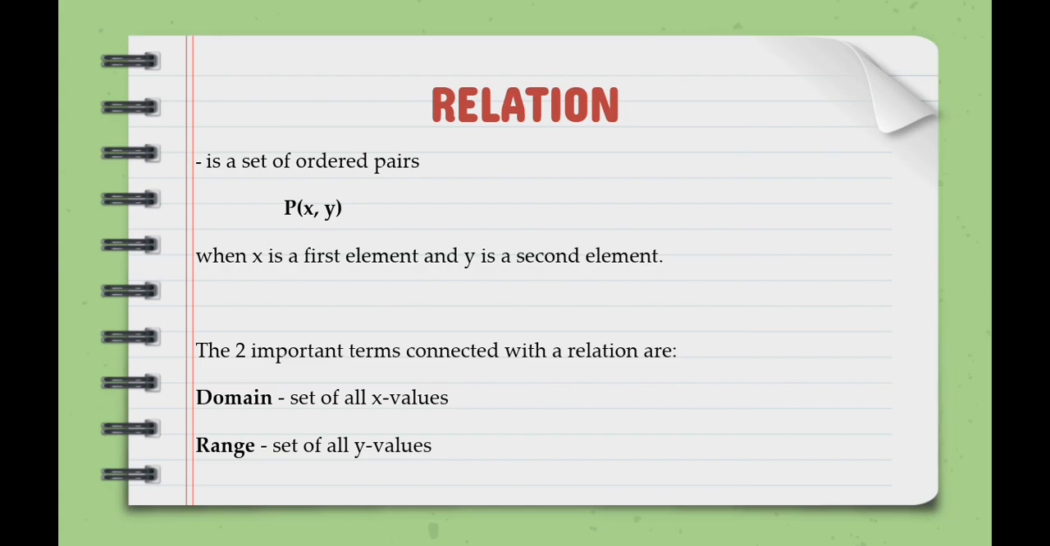Okay po, the two important terms connected with the relation. So, meron tayong dalawang important terms sa relation na we have the domain and the range. Pag sinabi nating domain, this is the set of all x values. The range is the set of all y values. So, ibig sabihin, in a given relation, lahat ng mga values ng x, ang tawag sa kanya is domain, while the values of y in a given relation, ang tawag sa kanya is range.